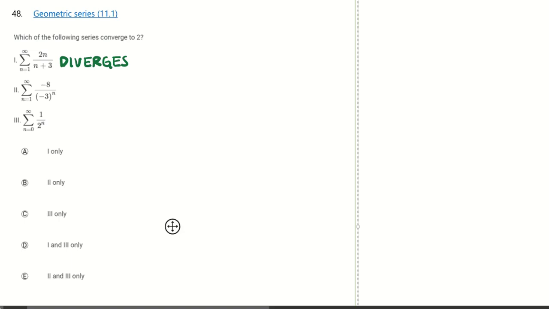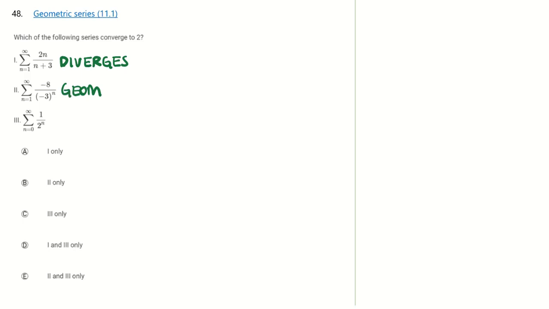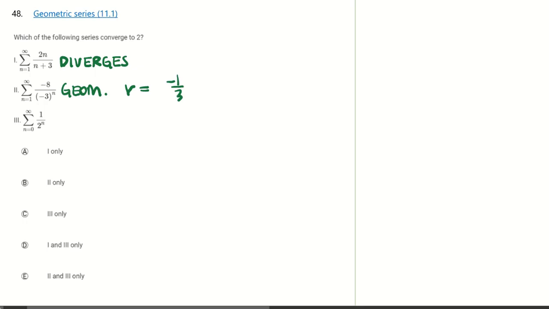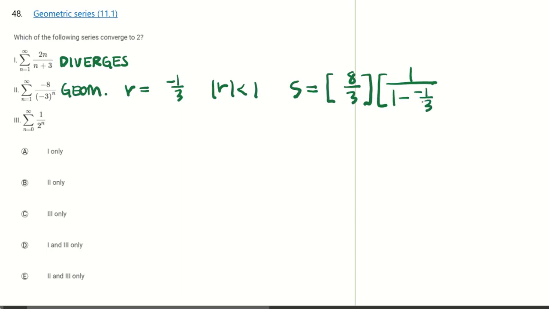Okay? Here we have ourselves a geometric series. And I feel like they might want you to think that the ratio is 8/3, but the ratio is the number that's getting taken to the nth power. So this is geometric with common ratio -1/3, right? Since the absolute value of the ratio is less than 1, it converges, and so I need to check using the formula for the sum. In this case, the total would be first term, which is where n equals 1, so 8/3, multiplied by 1 over 1 minus r. So 1 over 1 minus -1/3.